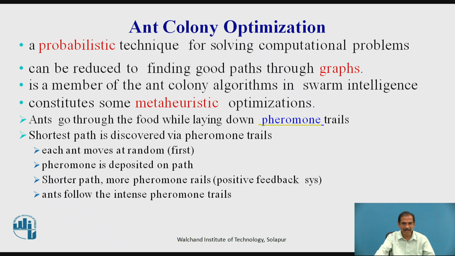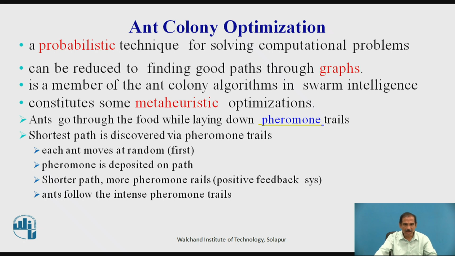The next algorithm is the ant colony optimization algorithm, which is a probabilistic technique for solving computational problems. They can be reduced to finding paths, and it is a member of the ant colony optimization in the swarm intelligence methods. And here we are seeing that we constitute some meta-heuristic optimizations. Ants go to the food while laying down pheromone trails. Then we see that a shortest path is discovered via pheromone trails.